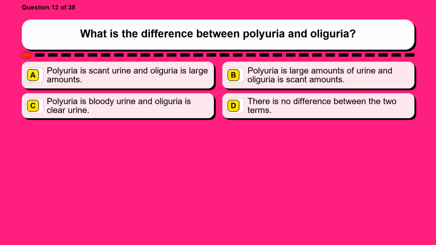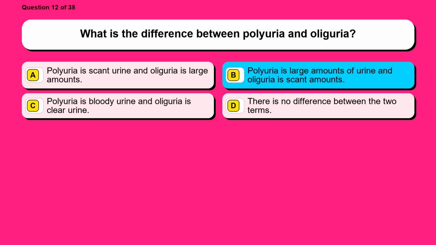Question 12. What is the difference between polyuria and oliguria? Option A, polyuria is scant urine and oliguria is large amounts. Option B, polyuria is large amounts of urine and oliguria is scant amounts. Option C, polyuria is bloody urine and oliguria is clear urine. Option D, there is no difference between the two terms.